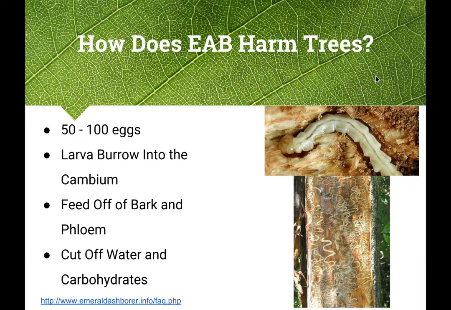As the larvae continue to feed and carve more and more galleries into the tree, they cut off the supply of water and carbohydrates in the tree, which causes branch dieback, as well as the canopy to begin to slowly die, ultimately killing the tree.